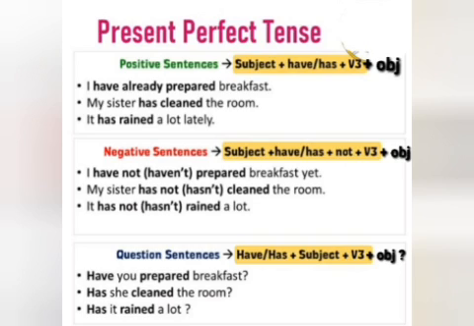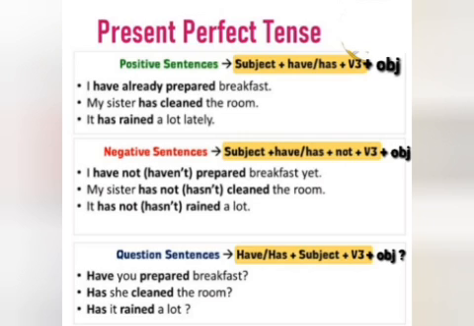Take one example, the positive form of present perfect. I have already prepared the breakfast. So I is your subject, have is from the syntax, already prepared is your verb, and then breakfast is what? Your object. Now if you write the negative form, I have not prepared the breakfast. And question form, have you prepared the breakfast?